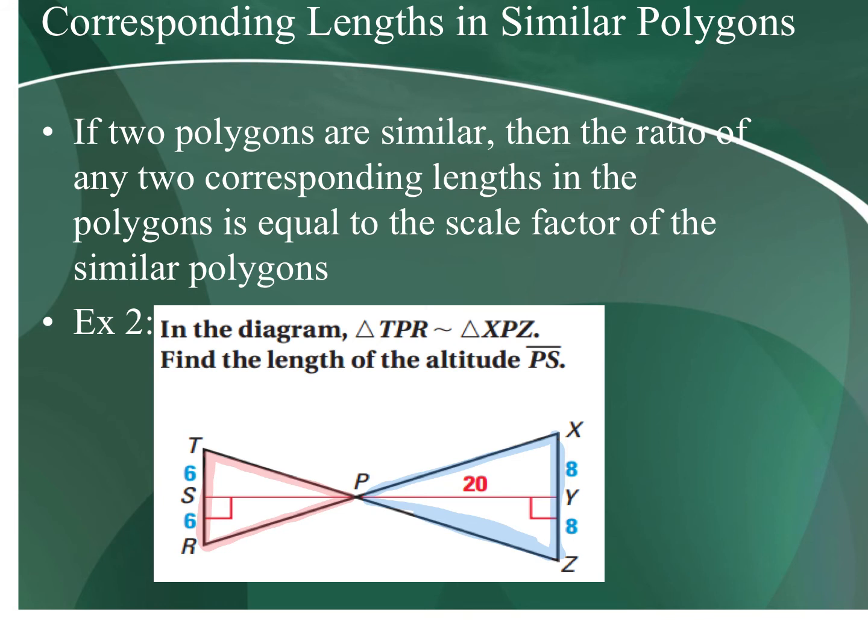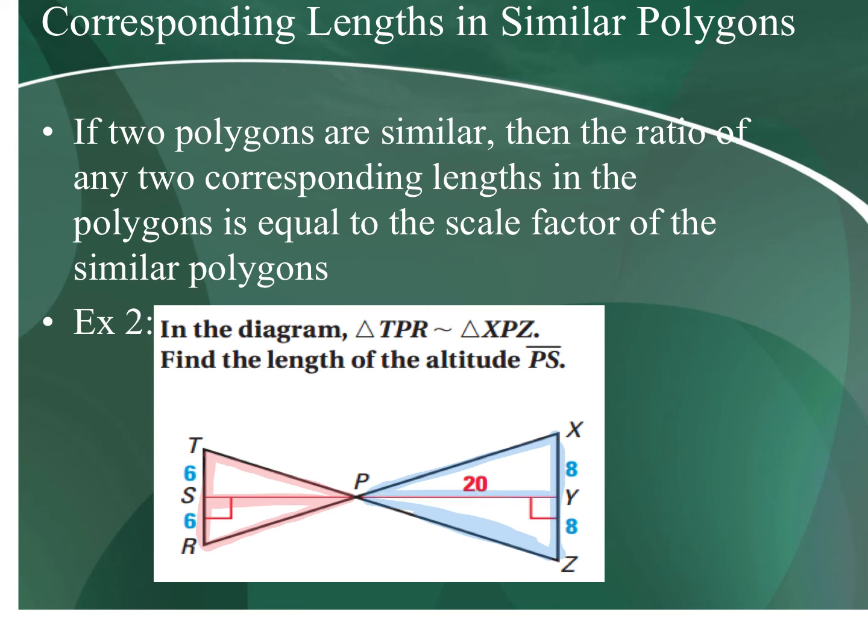Now, notice they both have the same shape. They're both triangles. However, the red one is smaller than the blue one. And that's what you're going to find with similar polygons. You're going to have a little one and a big one. Now, they want us to find the length of the altitude, which is PS. So they're asking us to find the altitude of the red triangle. They gave us the altitude of the blue triangle.